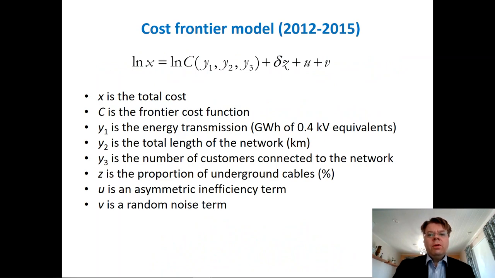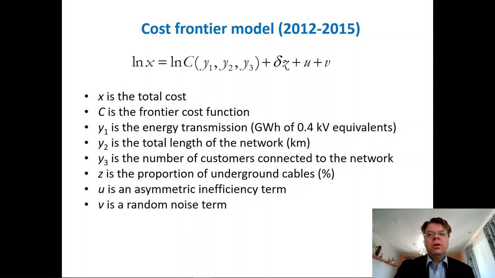So recall from the previous video lesson the cost frontier model used in the Finnish electricity distribution regulation. So in this model, we have a single input variable indicated by X. We have three output variables indicated by Y. And we have also one contextual variable indicated by Z. And then we have both inefficiency and noise indicated by symbols U and V.